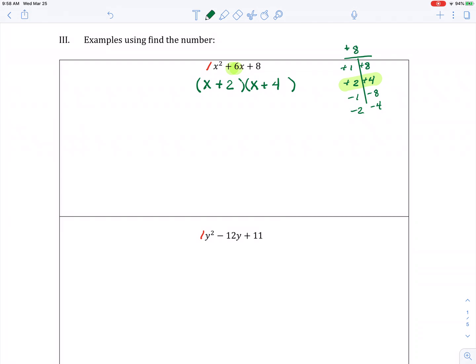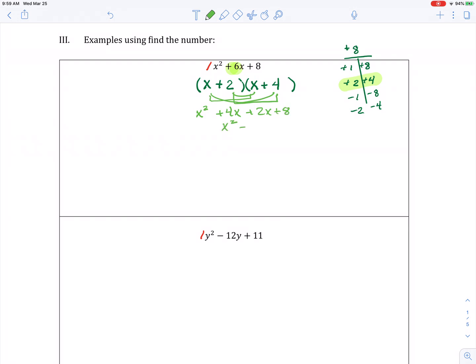Now quickly I'm going to check it. And you check it by using FOIL. So first times first is x squared. Outside is plus 4x. Inside is plus 2x. And last times last is positive 8.